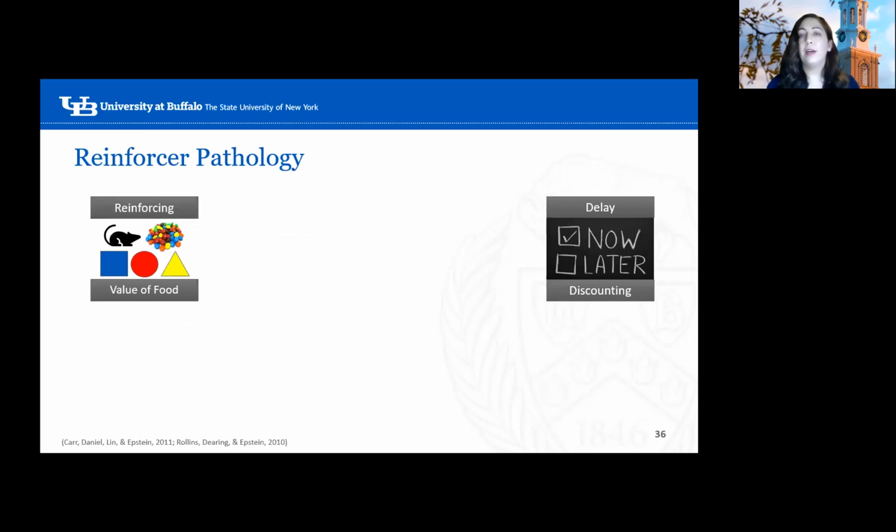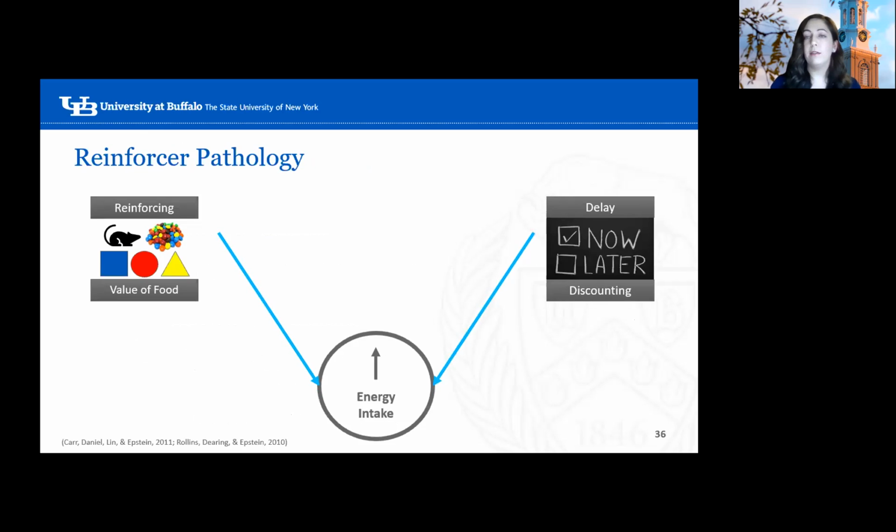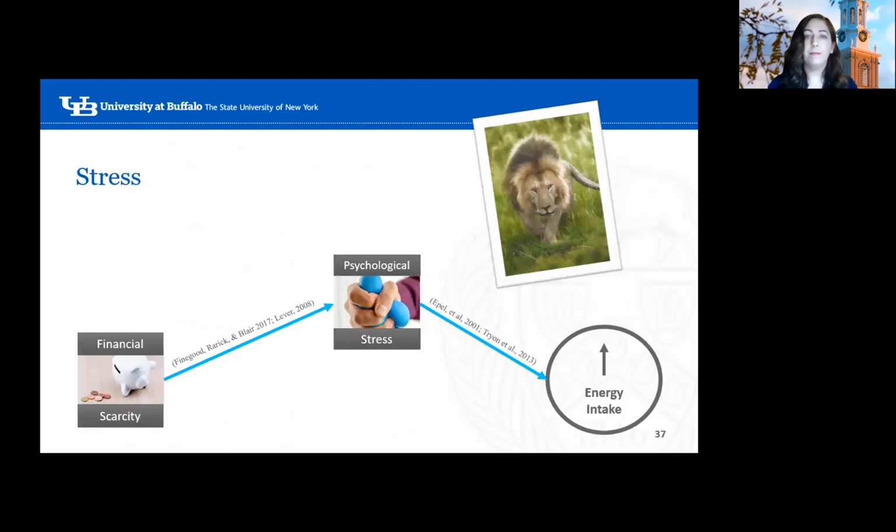Now, we know that both a high reinforcing value of food and a high delay discounting are predictive of greater energy intake. When they occur together, we call this reinforcer pathology. This idea originates in the drug abuse literature, but it appears to map on well to energy intake and obesity risk. People who are high on both of these are at a much higher risk for obesity.